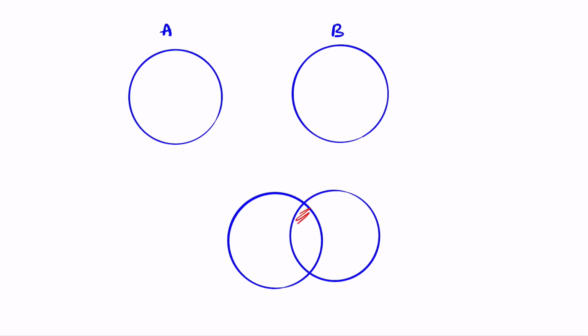Then this region, so this region in red, represents A intersection B. So what the common part between A and B is A intersection B. So what does A union B mean? So A union B is, let's say if you have two intersecting sets again.